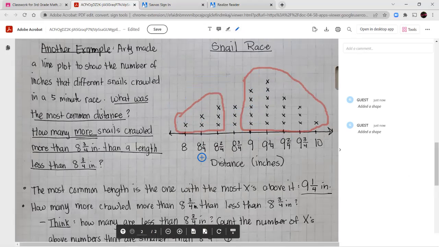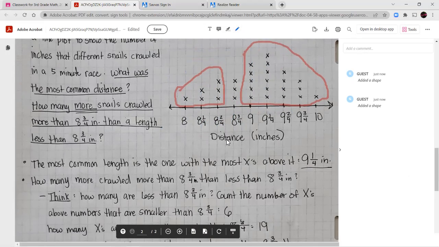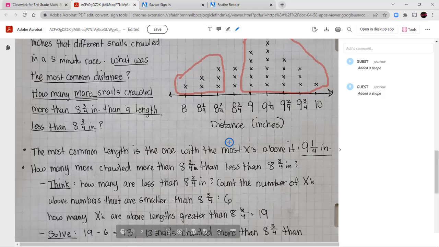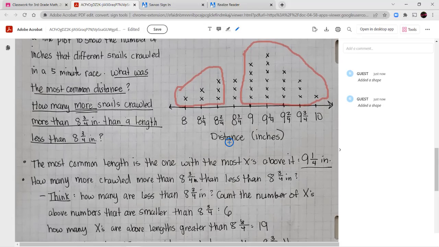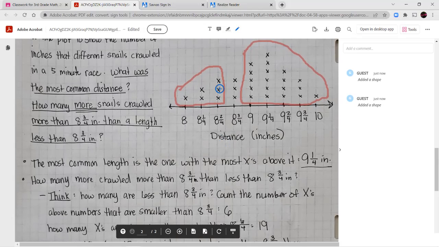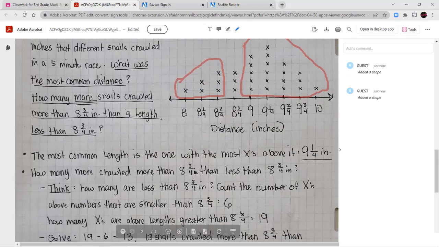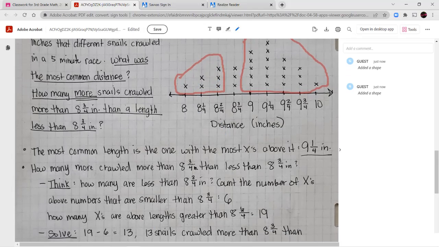So we're going to compare the number here to the number here, and then we're going to find the difference. Now, in the question, it didn't say 8 3/4 or less. It says which ones are less than that and which ones are more than that. So that's why we're not including this middle column. So how many were less than 8 3/4? I'm going to count the number of X's: 1, 2, 3, 4, 5, 6. So 6 of them were less than 8 3/4 inches in their race.